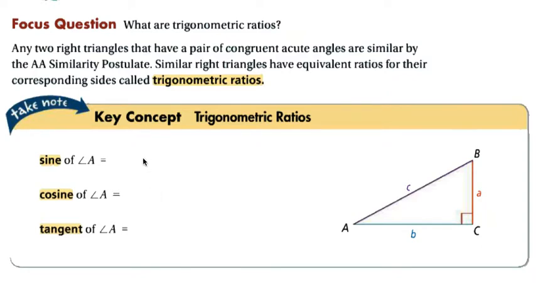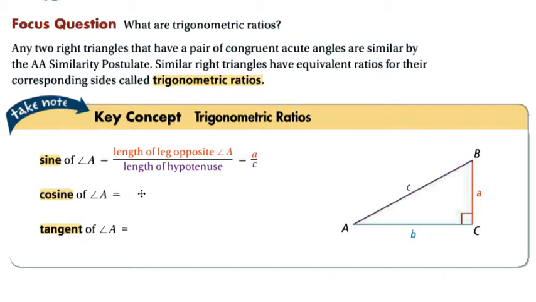So the sine of angle A is equal to the length of the opposite leg divided by the length of the hypotenuse. So it's a ratio of 2 side lengths. And in this example, if we are at A, the opposite side would be little a right here, and the hypotenuse would be side C, little c. So the sine of A is just the ratio of those 2 side lengths.